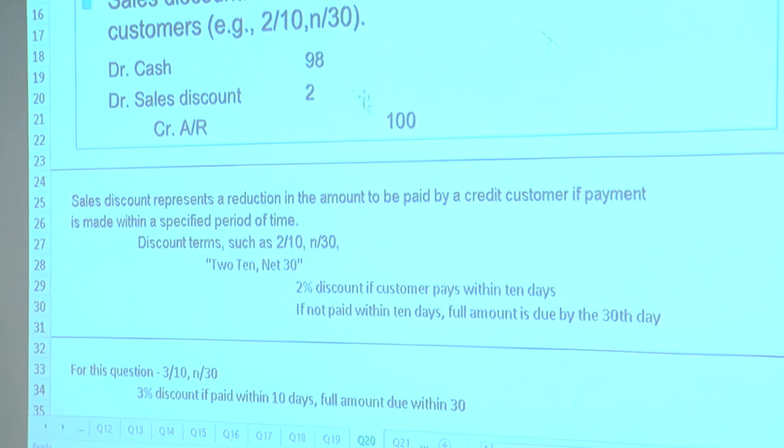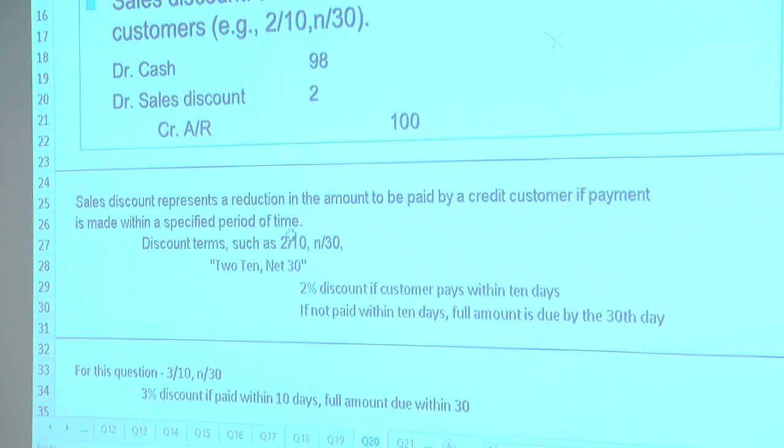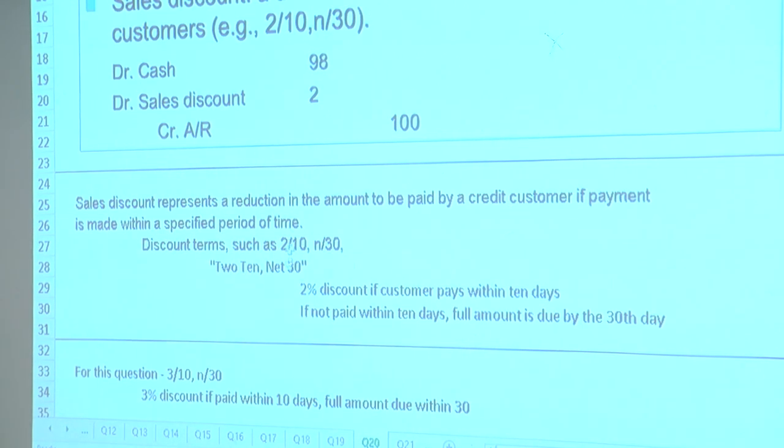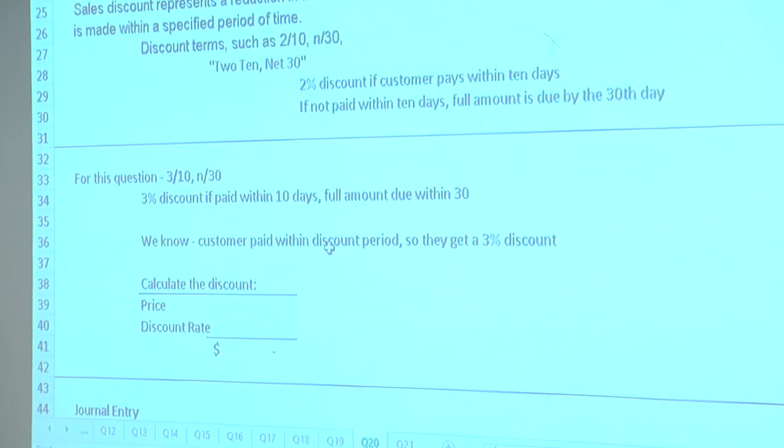So in your slides, you have an example that says the discount terms are 2/10 net 30. What that means is that the customer gets a 2% discount if they pay within the next 10 days. But the total amount, if they don't take the discount, is due within the following 30 days. So a total of a 30-day period, and within the first 10 days gets them a 2% discount. So that's pretty straightforward. In this question, we have 3/10 net 30, which means a 3% discount if they pay within the first 10 days, and the full amount is due within 30.